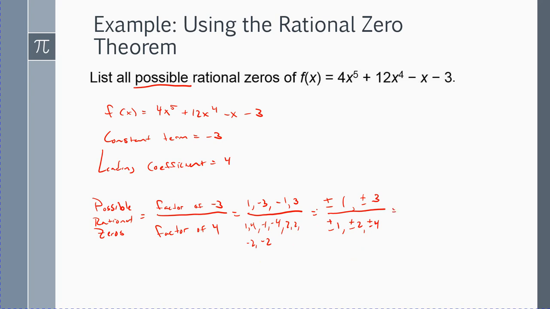And it could be all combinations of this, right? So it could be positive 1 over 1, it could be positive 1 over minus 1, it could be positive 1 over 2, it could be positive 1 over minus 2, it could be positive 1 over 4, positive 1 over minus 4, and then it gets even crazier, right? Then it could be minus 1 over positive 1, minus 1 over positive 2, minus 1 over positive 4, and so on and so on. So it's all combinations of all these things.